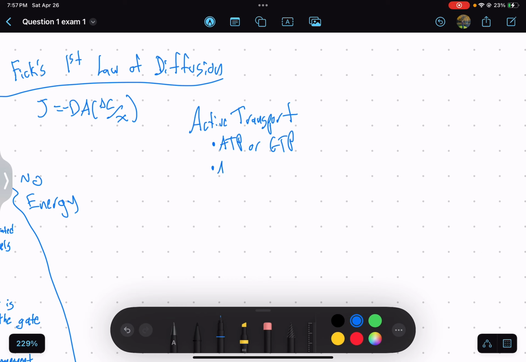It will help at least one molecule to move against its gradient. This means it's going to go from a low concentration to a high concentration.